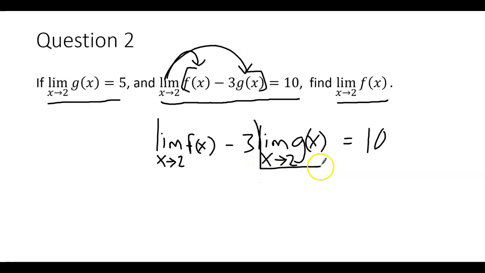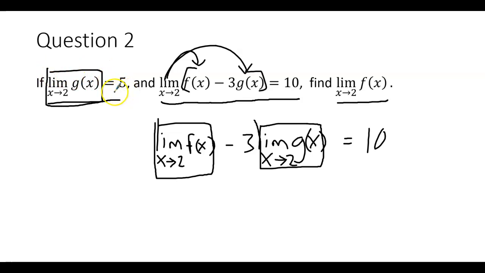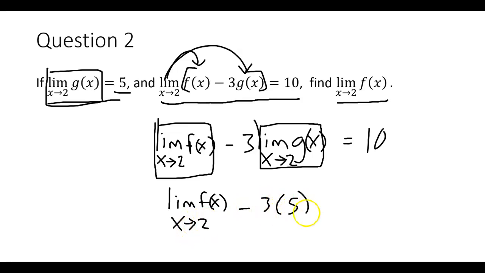So now I've just got this piece and this piece separated. And the benefit of that is that we know what one of those pieces is. We know that the limit of g of x as x approaches 2 is 5. So I could replace this whole thing over here with 5. Okay, so there's that. And then from there, we just got to do some basic math.